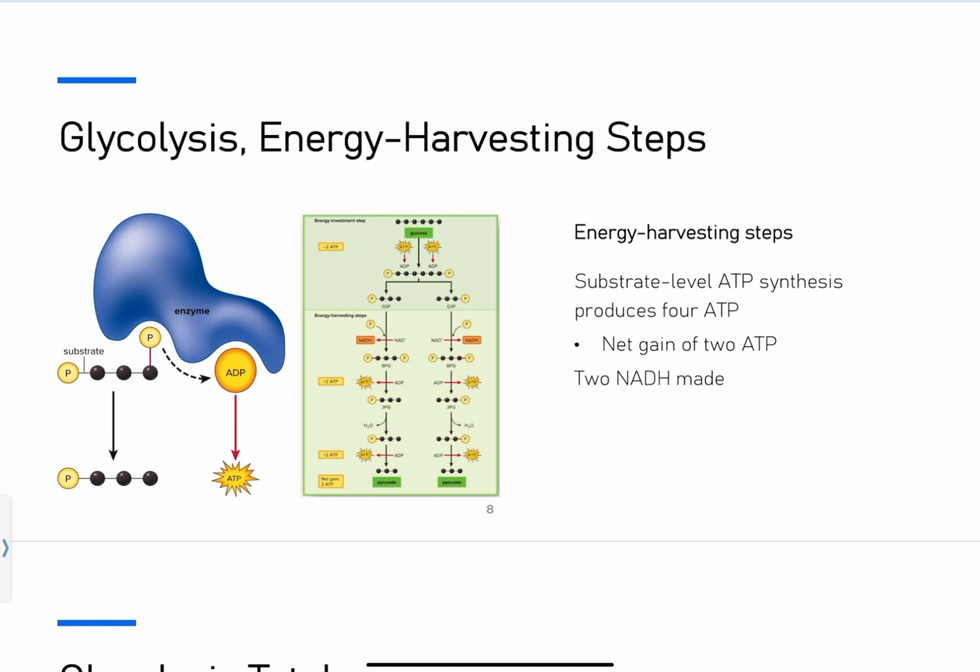Since 2 ATP molecules were consumed in the earlier phase, we consider the net gain from glycolysis to be 2 ATP per glucose molecule, because remember, it cost us 2 to get it started. We produced 4, so we net a gain of 2 ATP molecules. We're also going to get 2 molecules of NAD+, which are going to be reduced to NADH, and later we're going to use those at the electron transport chain to generate more ATP during aerobic respiration, assuming that we have oxygen available.